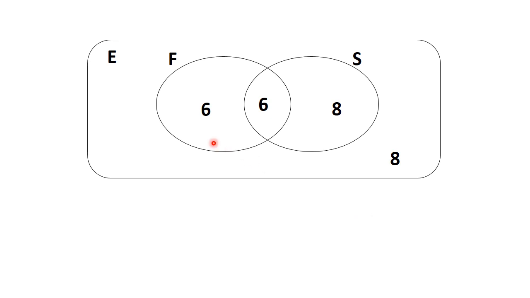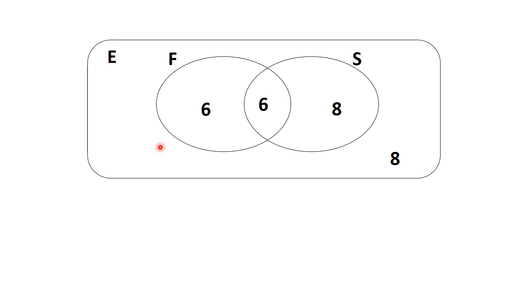So the solution is we're looking for the number of F union S. What does that mean? F union S means we're interested in F and S. So we're interested in the number of elements in F only, the number of elements in both F and S, and the number of elements in S only. That's how union works. It collects all the elements in here, here, and here.